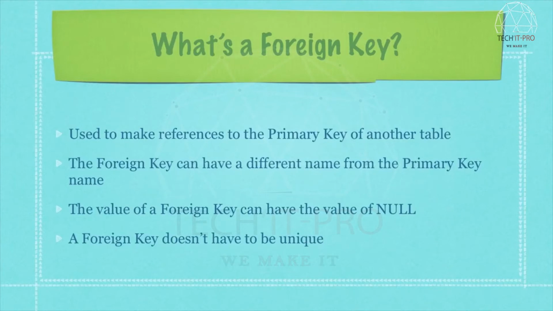The value of a foreign key can have a value of null. However, that wouldn't be advantageous most of the time, but it's possible, most definitely. And a foreign key does not need to be unique. But that's quite obvious because we could have multiple different people in a science class taking a test. So you would have science numerous different times inside of there to represent the foreign key. And of course, they wouldn't be unique.